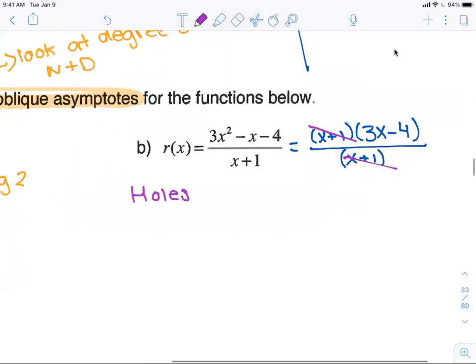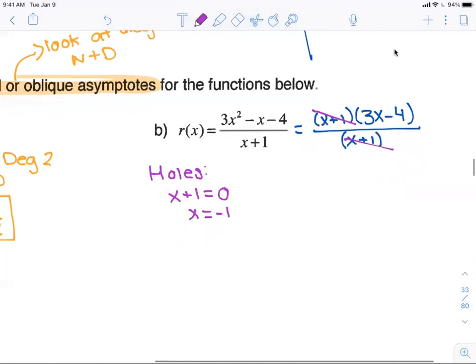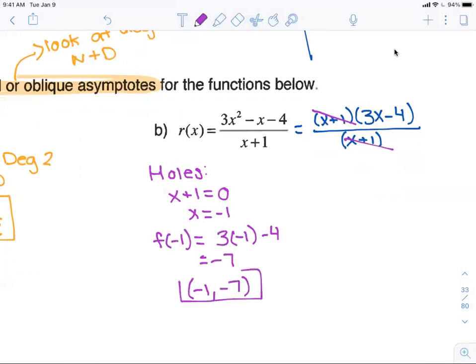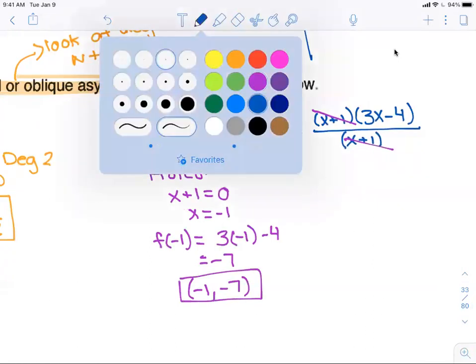The factors at x plus 1 cancel, so I'm going to set it equal to 0. That gives me x equals -1. And then remember, you have to plug it in to find the y value. So I'm going to plug it back into the lowest term: 3 times -1 minus 4. I don't really need those parentheses there. That gets me -7. So my point for my hole is -1, -7. When we get to drawing, we'll actually draw a hole there.